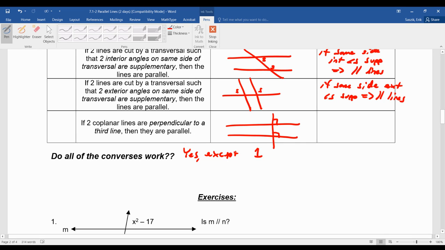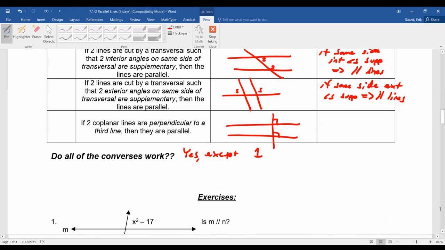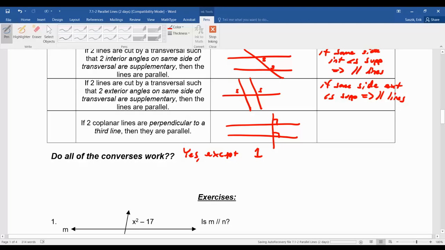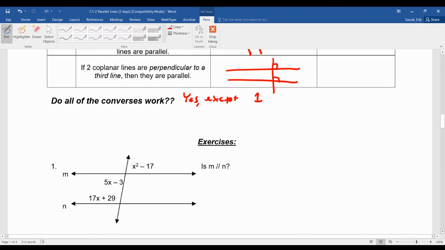In other words, the converse for like the top one, if parallel lines, then alternate interior angles are congruent. If parallel lines, then alternate exterior angles are congruent. So all the converses work well, but the last one is not applicable. The converse is not applicable. Okay? All right, I'm just going to do a quick proof of the first one, the one up top, to show how we get parallel lines.